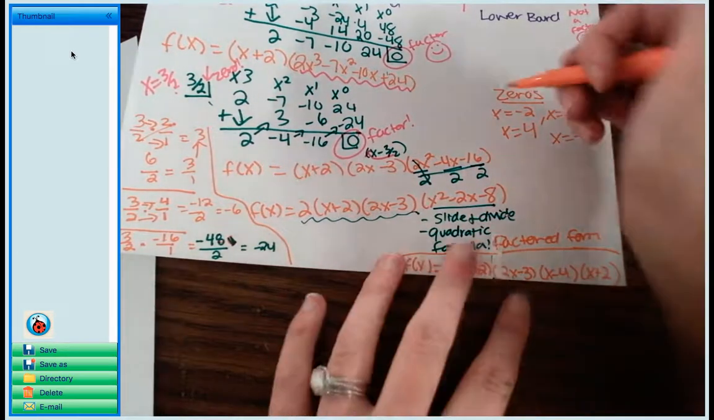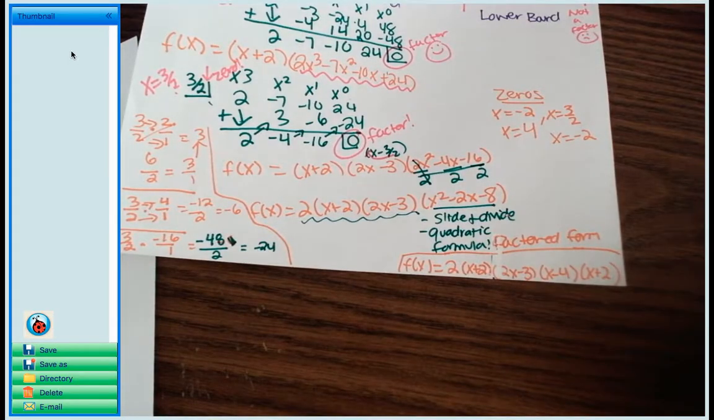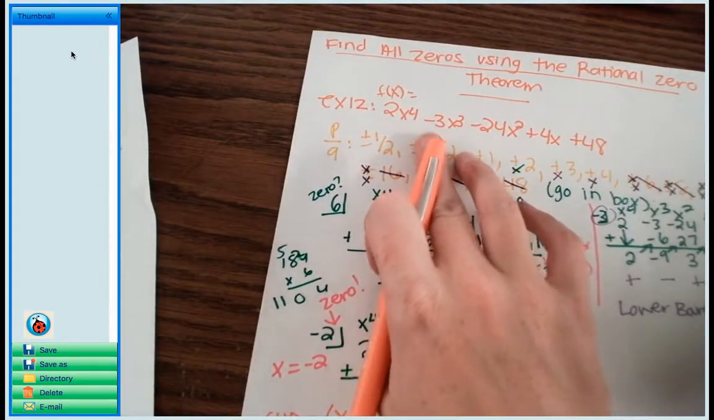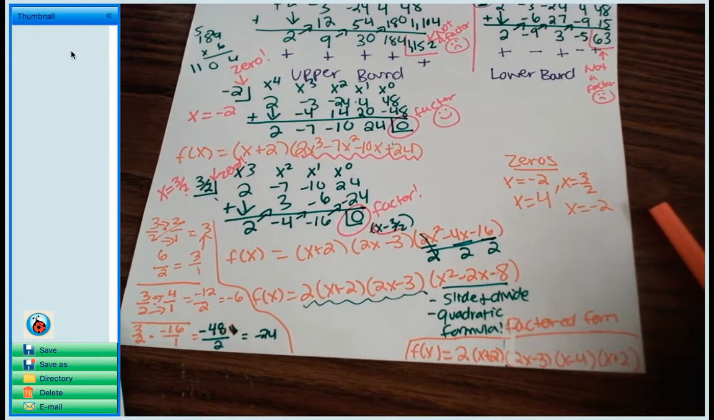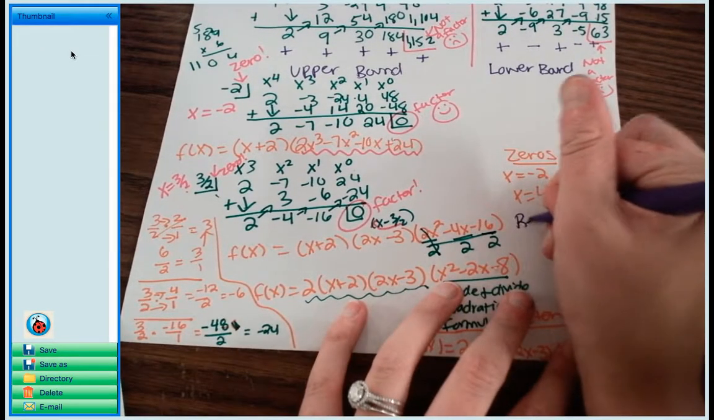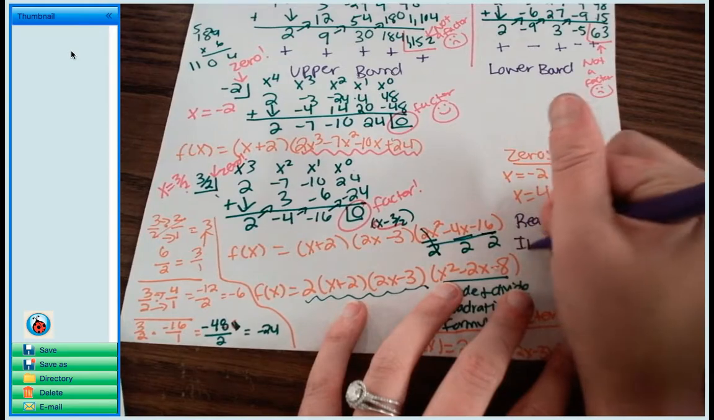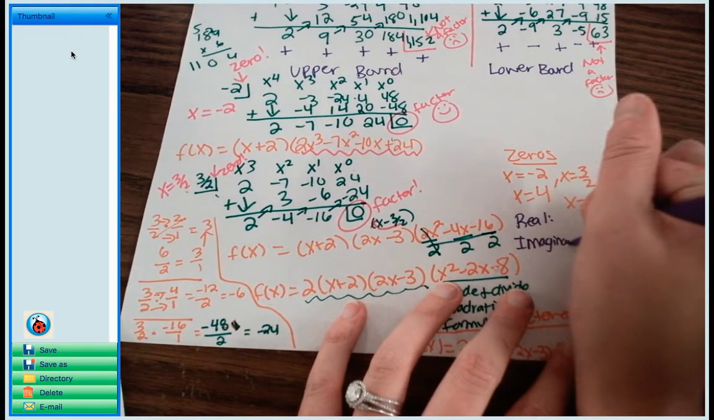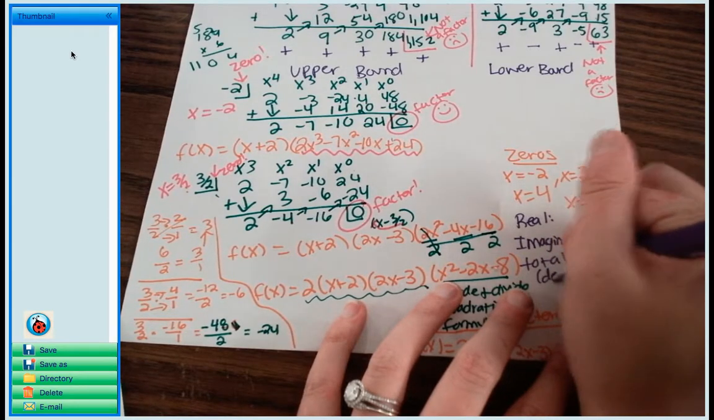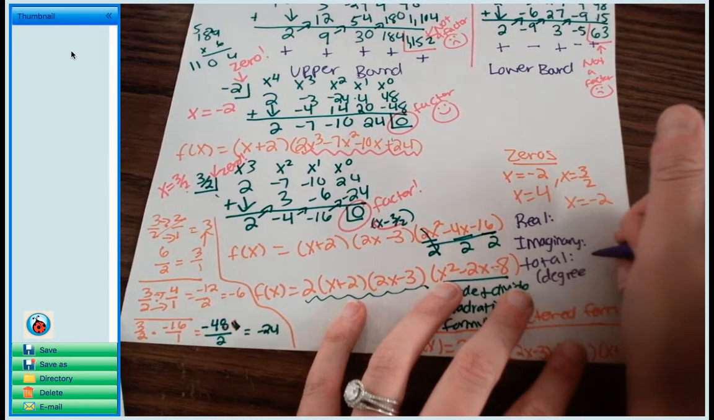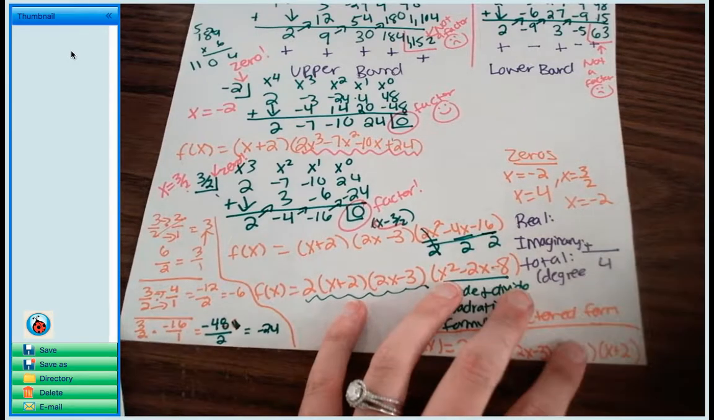And if you see here, this makes sense because we started with a degree 4 polynomial, which means we should have 4 total zeros. So yay. Alright, so to wrap this up, let's talk about how many real zeros we had and how many imaginary. And remember, the total should be equal to the degree, which is 4. That's my highest exponent. So they should total out to be 4.